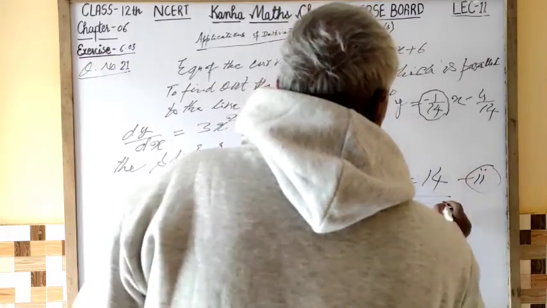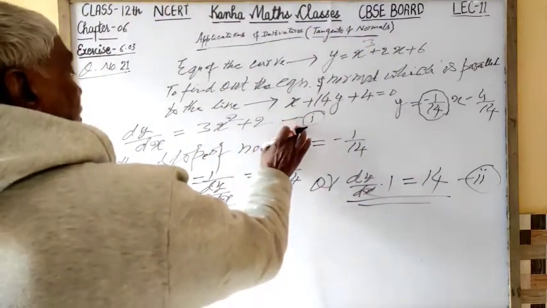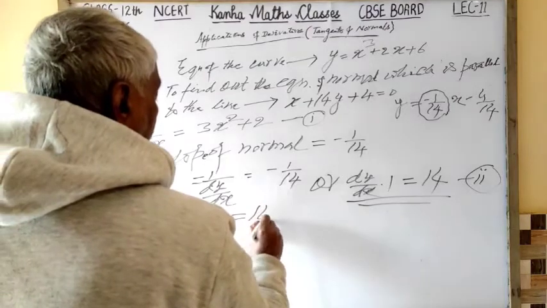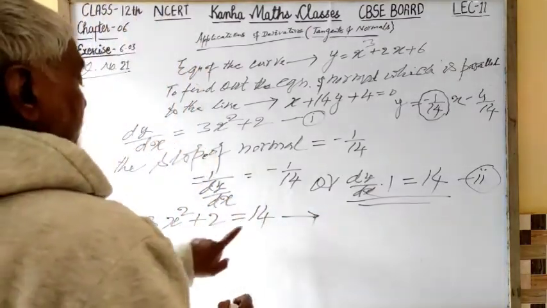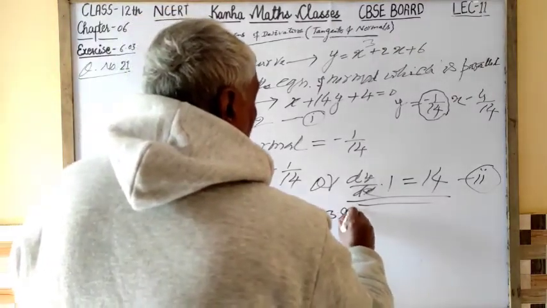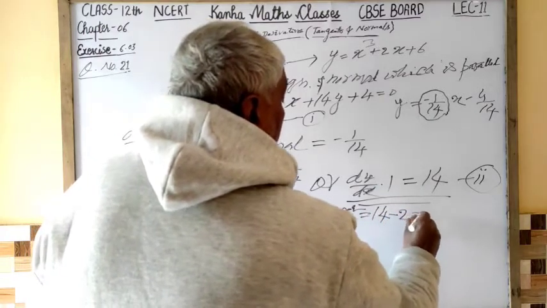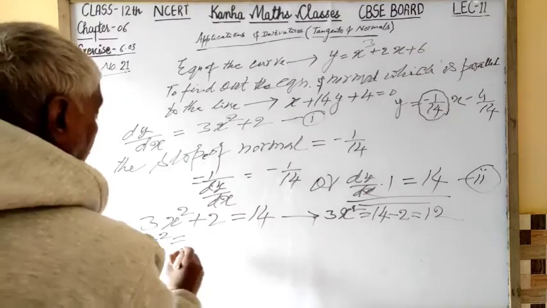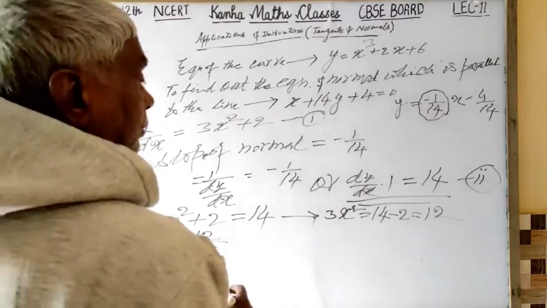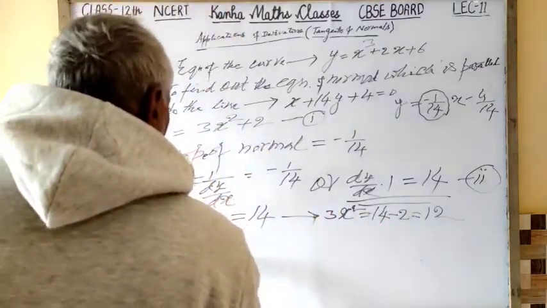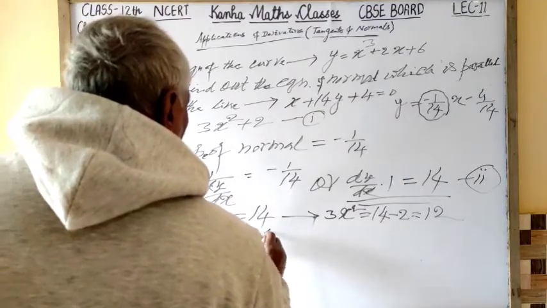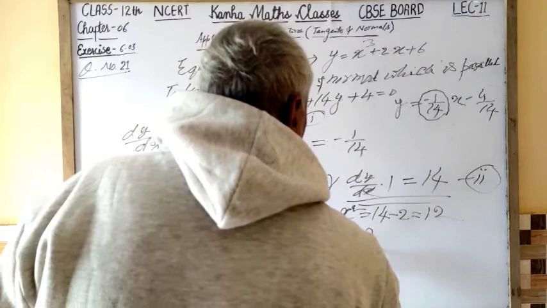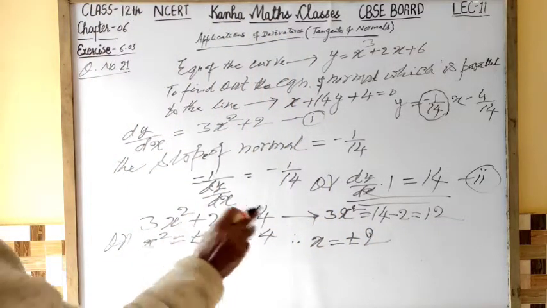Now substituting this value of equation number second in equation number first, we will get 3x square plus 2 is equal to 14, which implies that 3x square is equal to 14 minus 2, that is 12, or x square is equal to 12 upon 3, this is 4. Hence x is equal to plus minus 2.